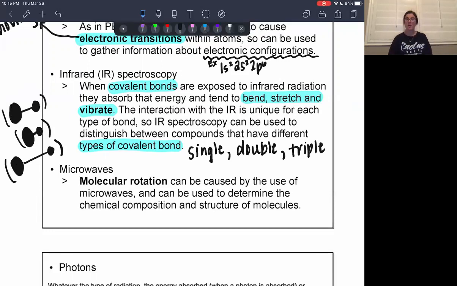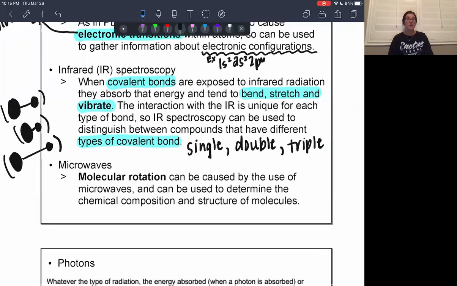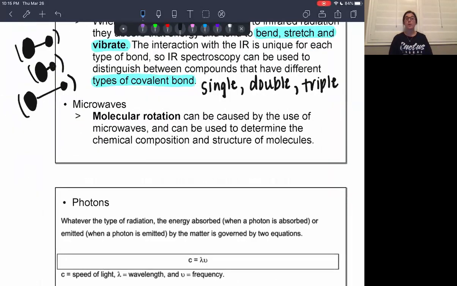Now, the last radiation or electromagnetic spectrum wave that we bombard matter with is the microwave, and this produces molecule rotation. So this is what causes molecules to rotate in place. They're not necessarily changing position, but this is what's causing them to spin in place, giving them that rotational motion. This allows us to determine not only the chemical composition, aka what elements are present in a molecule, but it allows us to determine the structure of a molecule.